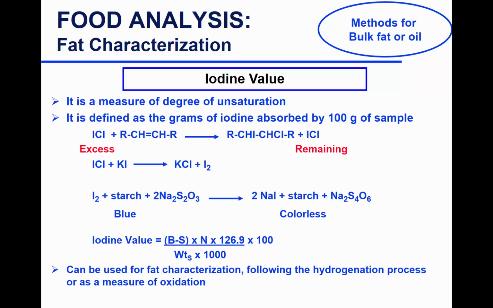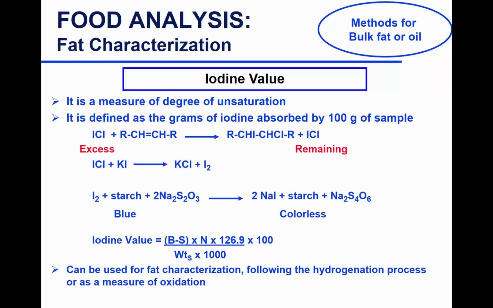And therefore your blank volume of sodium thiosulfate, when you titrate the blank, will be a higher volume than your sample. The more unsaturation you have, the lower the value of ICl remaining, the lower the iodine, and the sample volume will be lower. Then the difference will be higher, and that's why you will have a higher iodine value. So it's kind of inversely proportional to the amount of double bonds that you have. Do you want me to repeat that?